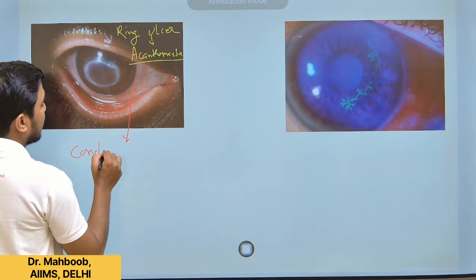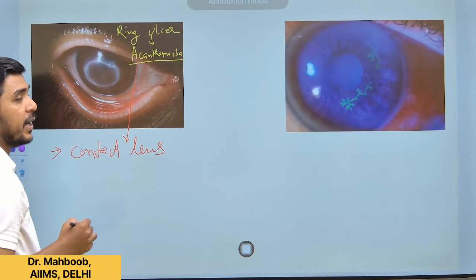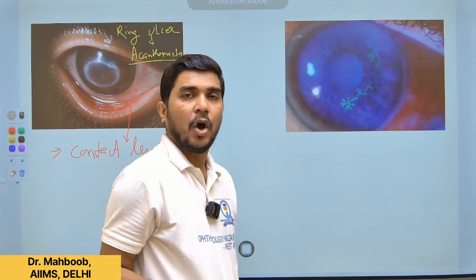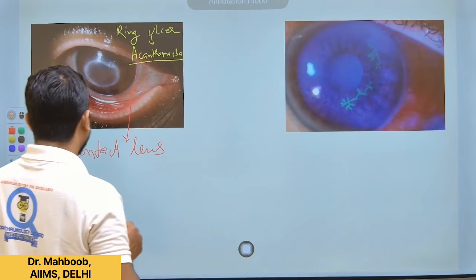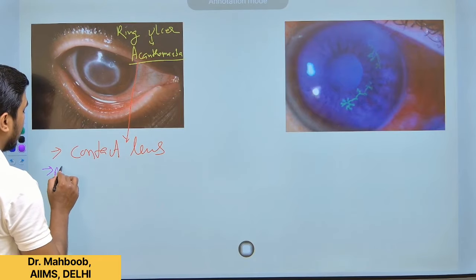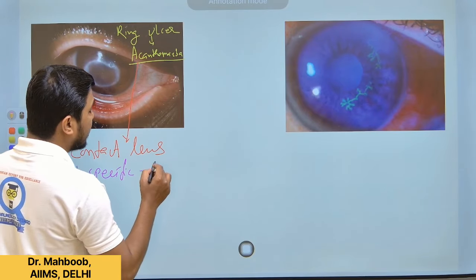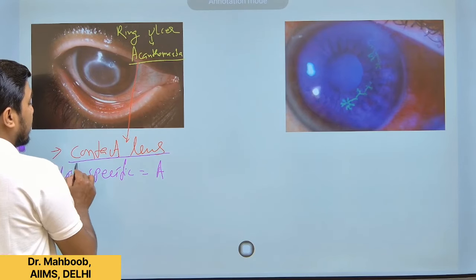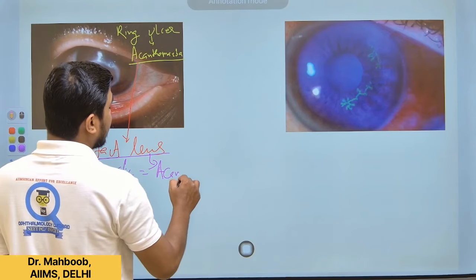This is generally seen in contact lens users. There will be a typical history of a contact lens user going to the swimming pool, right? Or he is not cleaning his contact lens. So the most specific organism, if asked, related to the contact lens is acanthamoeba.